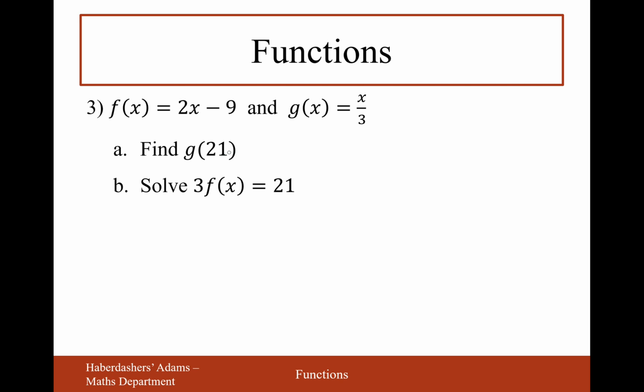Okay, so g of 21, put 21 into the g function and you get 21 divided by 3, which is 7. And then solve 3f of x equals 21, so put 3 and then a bracket, the f function, next equals 21. So that's going to be 6x minus 27 equals 21. Add the 27 onto the other side and you get 48. And then divide by 6 and you get 8. So 8 is the input if this is the equation.